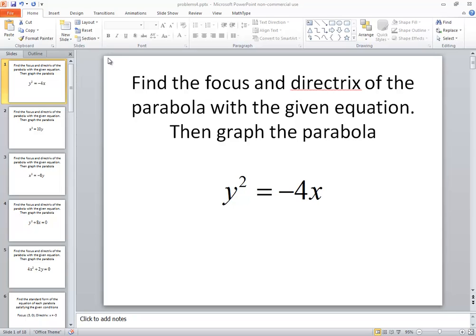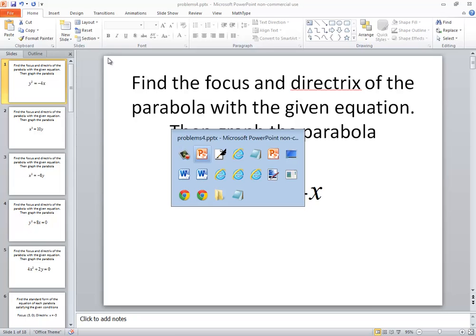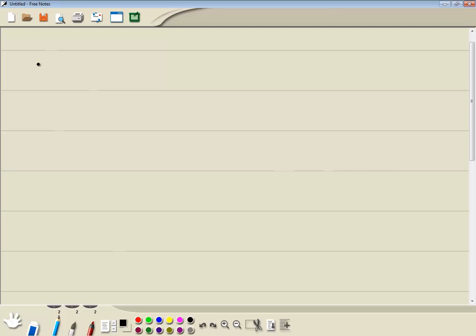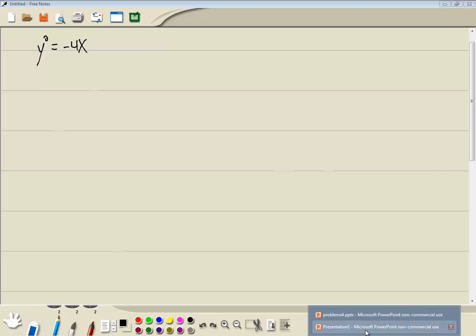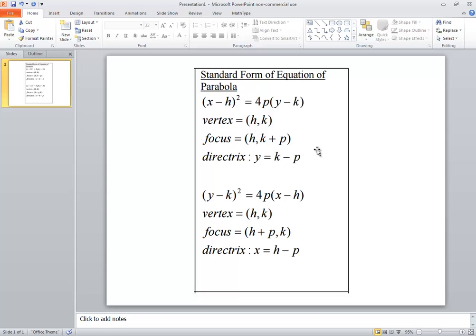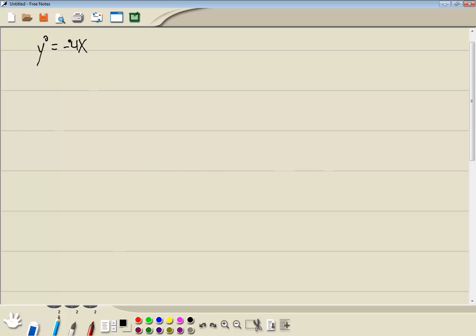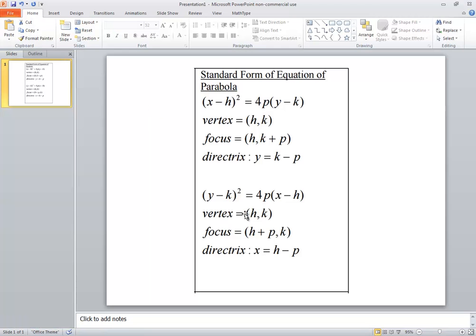In this problem, we want to find the focus and directrix of the parabola with the given equation, and then graph it. So we've got y squared equals negative 4x. Well, first off, we have to decide what formula we're going to use. Remember, we got two formulas. Top one is where the square root is on the x. The bottom one is where the square root is on the y. On this problem, we got the square root on the y. So the formula we're going to be using is the bottom one.